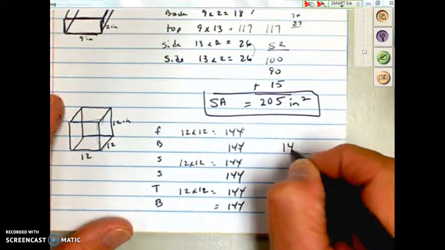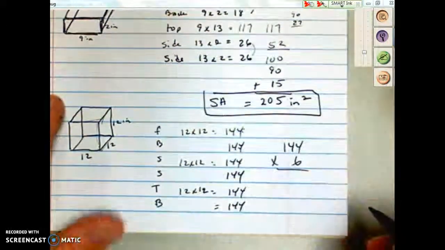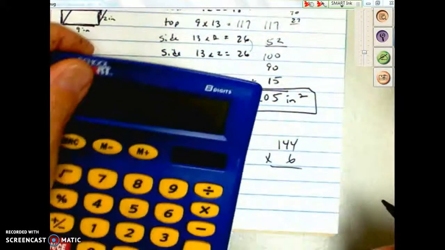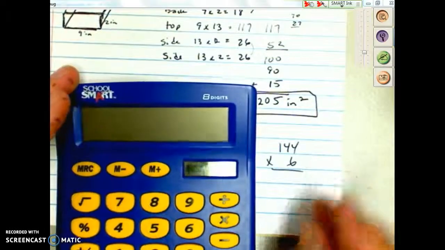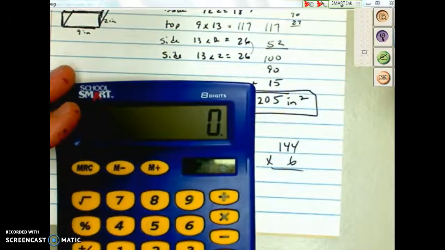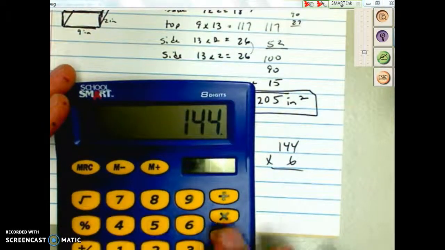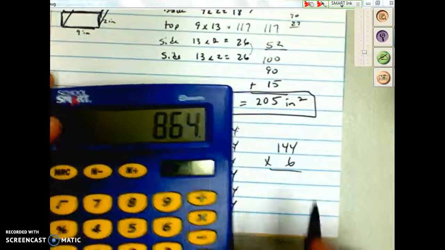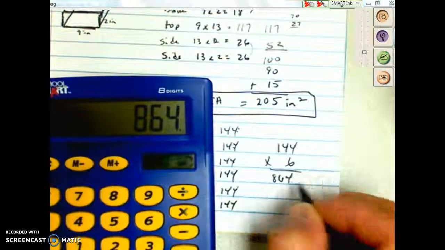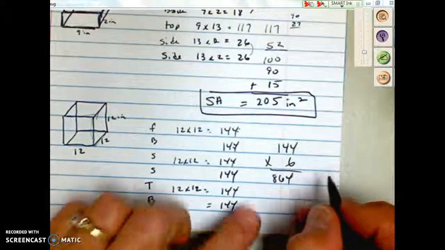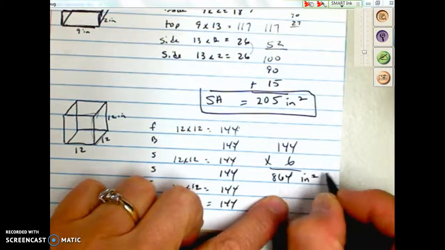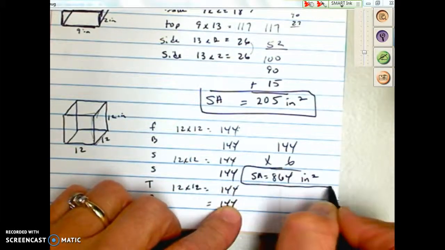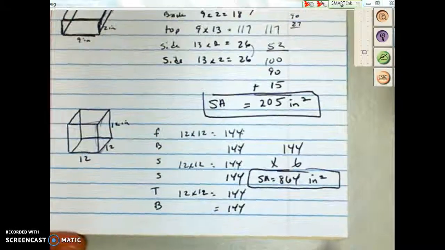We have 144 times 6. Now you can figure that out on your paper and pencil if you like to, or you can get out your calculator and say, okay, 144 times 6. And we get 864, and we're going to label this inches squared, but we have to make sure it's surface area. So the surface area is 864 inches squared.